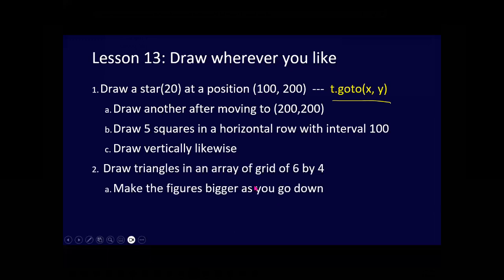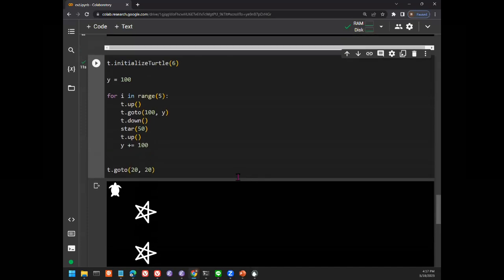Okay, what's next? Draw a triangle in an array of grid of 6 by 4. This is a bit tough. Okay, stop the video and try yourself. This is what we call a double loop. Is it the first time? Okay, let's try. So you can do this in a nested way. Okay, so the inner loop is maybe x. Okay, so let's change it back to x.